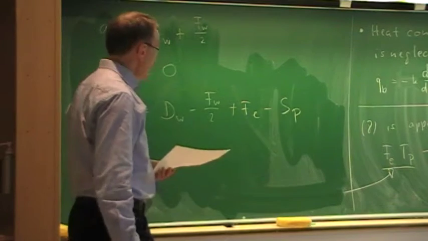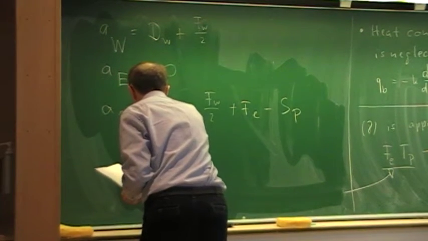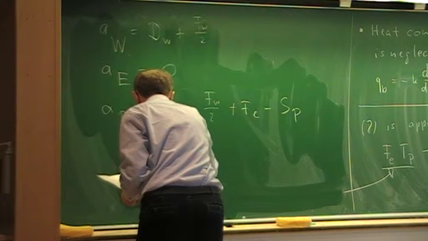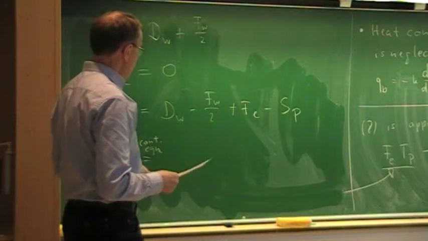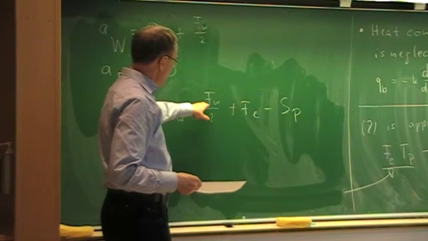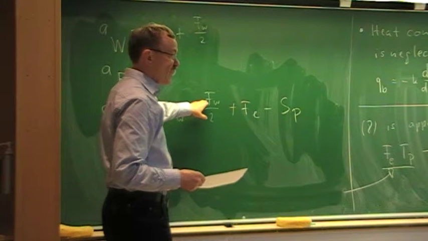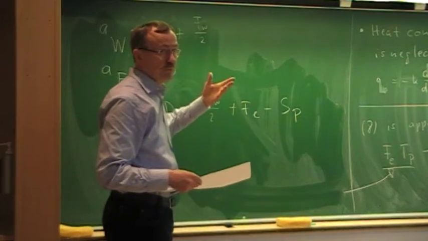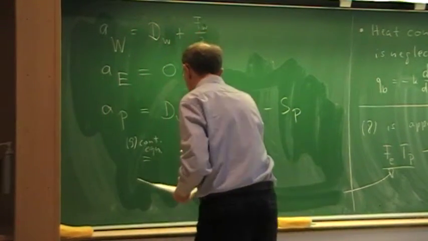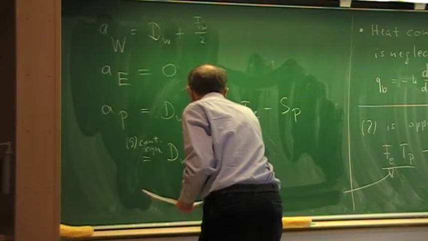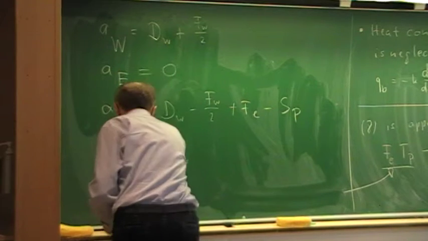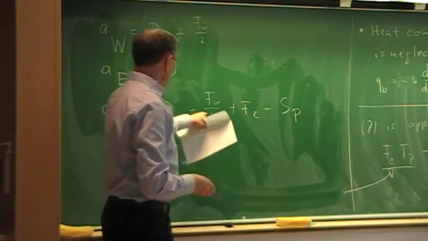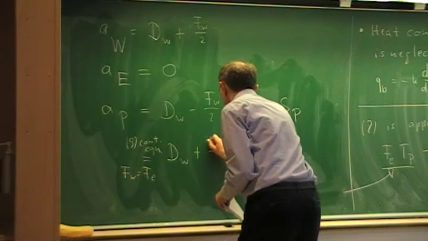And now we use the continuity equation. That was equation 9, continuity equation. This continuity equation says that the convective mass flux, FW and FE, they are the same. That's its continuity. So that means then we have here the DW, and if they are the same, so that means if F little w is equal to FE, because of that, then we get here a plus FW half.